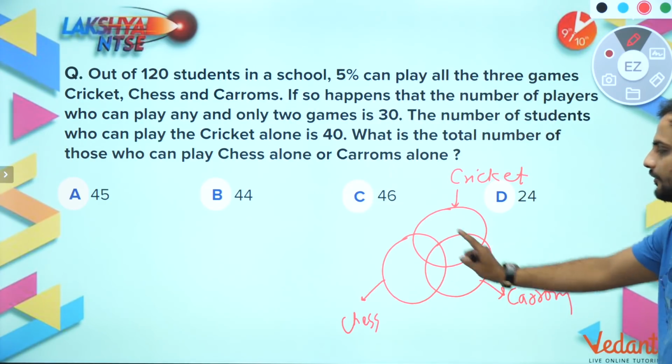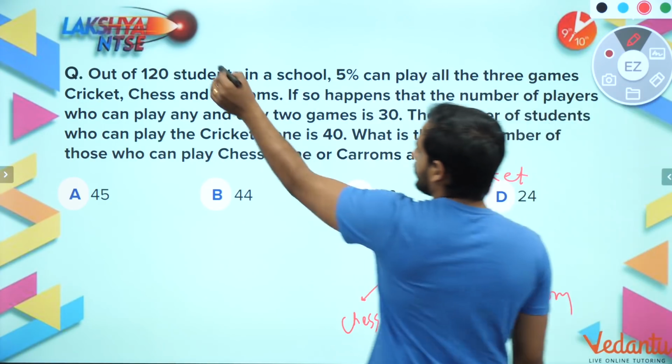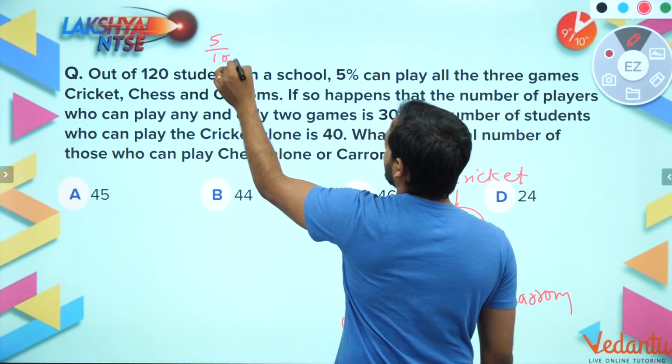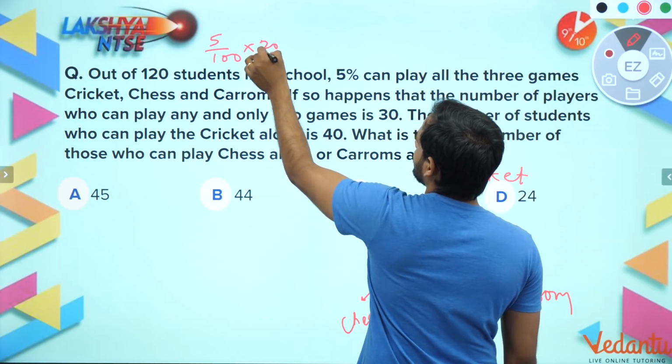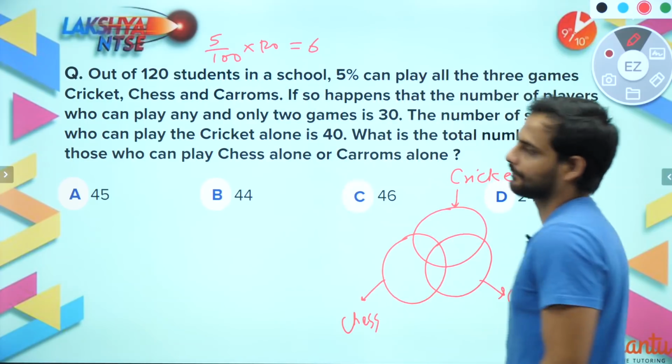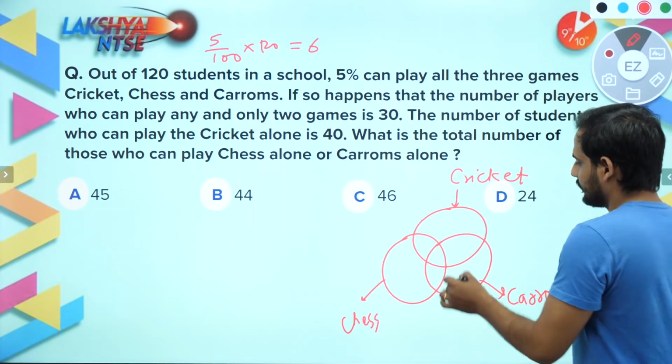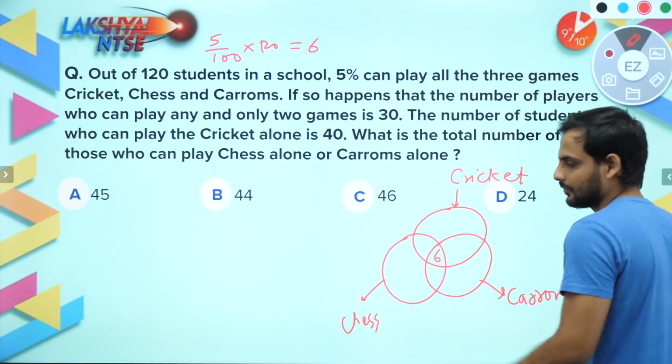That means this point is 5% of 120. So what is 5% of 120? 5 by 100 into 120. So you will be getting 6. Right? So 6 students can play all the 3 games.